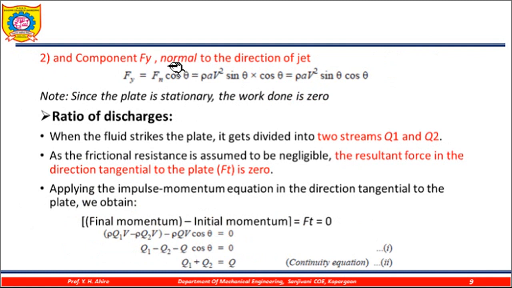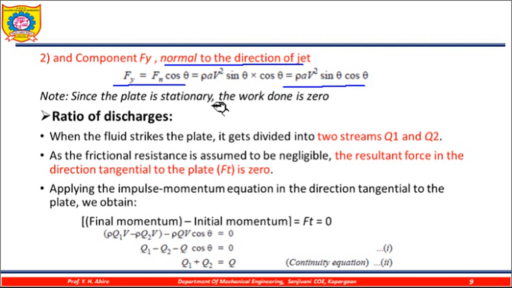This is normal to the direction of jet, and not to the plate. Fy is nothing but Fn cos theta, from figure B, the force resolution triangle. So that is nothing but rho a v square sine theta into cos theta. So this is the formula of Fy: rho a v square sine theta cos theta.